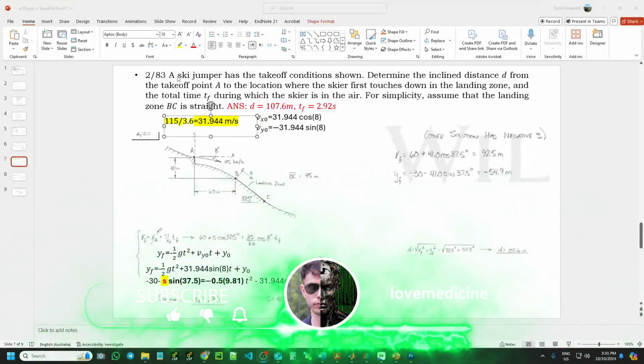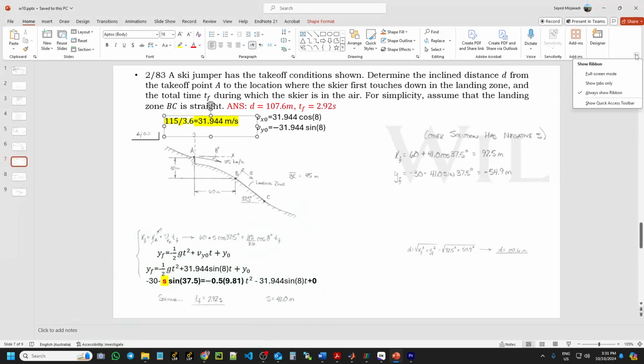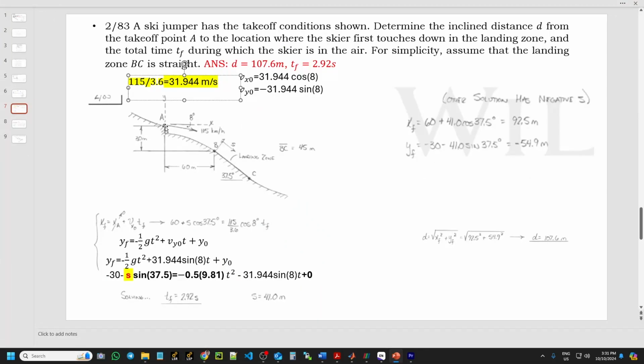Okay, we have a ski jumper. We have a ski jumper, and at this point, first we draw the XY coordinate. Remember, use the dashed line.